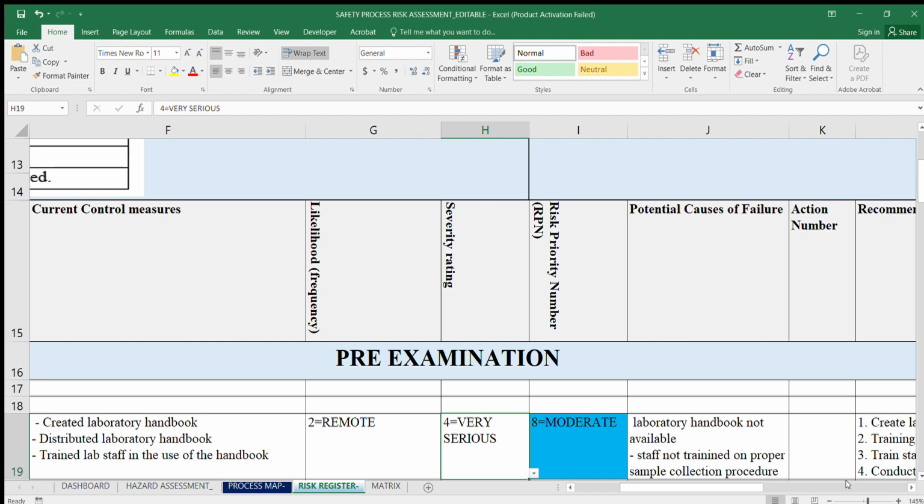All right, so after you determine the likelihood and then you determine the severity, the template will automatically calculate your risk, or your risk priority number. So how do you calculate? You just get the 2, then you multiply by 4, and you're going to have 8. Then if you go to the risk matrix, you look at where these two will be meeting, that is the likelihood rating of 2 and severity of 4. And this translates to a moderate risk.